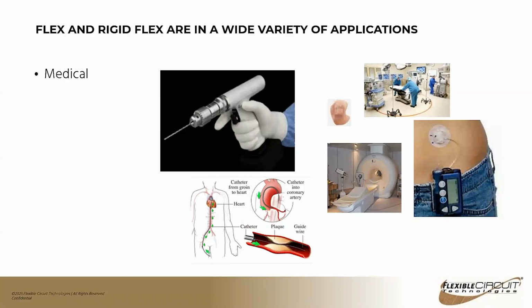Imaging equipment, so MRIs and CAT scans, have flexible circuits in them. And similarly, most all of your equipment within an operating room or doctor's office, if it has electrical functionality, oftentimes has flexible circuits in it. And then, personal use continuous glucose monitors. As diabetes has become more and more common, these allow patients to live with that ailment much more easily and not have it get in the way.